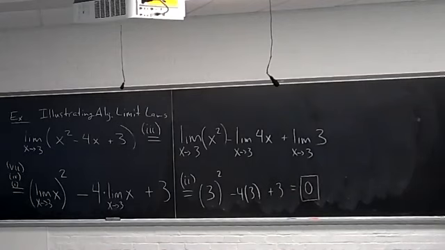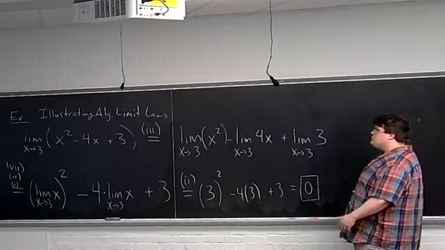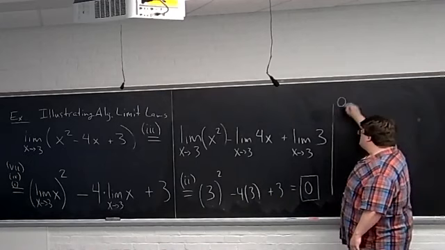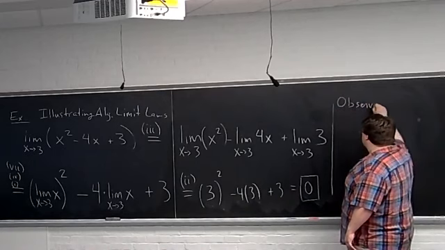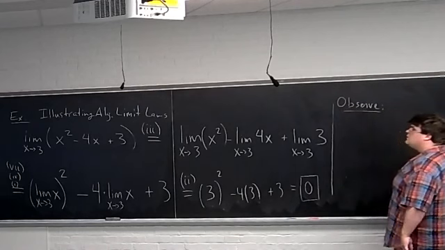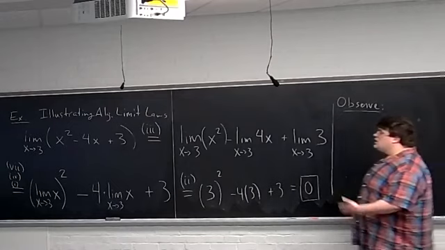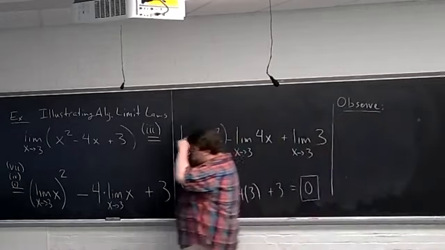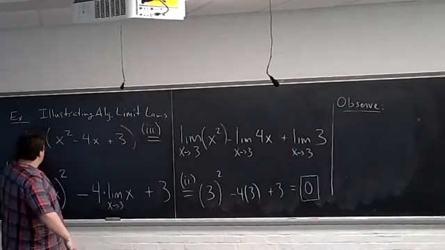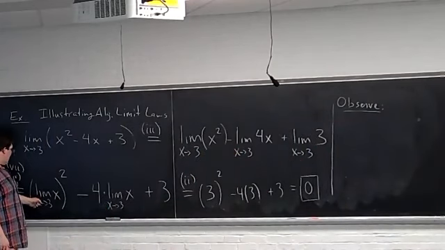So right here, we illustrated what? Rules 1, 2, 3, 4, and 7. Any questions about that one before we make this observation? So observe what applying these limit rules actually allowed us to do. Applying the limit rules turned it into substituting x equals 3.